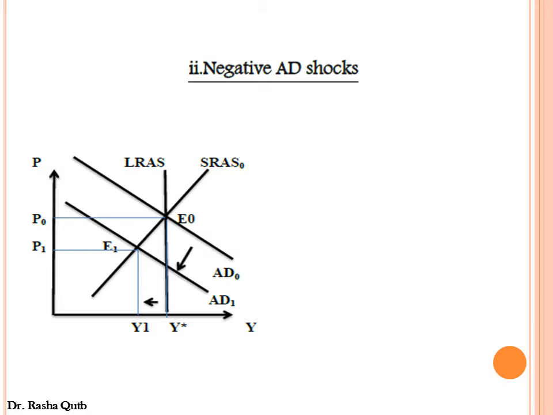Okay, starting point, the point of intersection between aggregate demand curve and SRAS curve, point E note. Now suppose that we have a reduction in investment, or the government adopt contractionary fiscal policy. This would cause aggregate demand curve to shift leftward from aggregate demand note to aggregate demand 1.